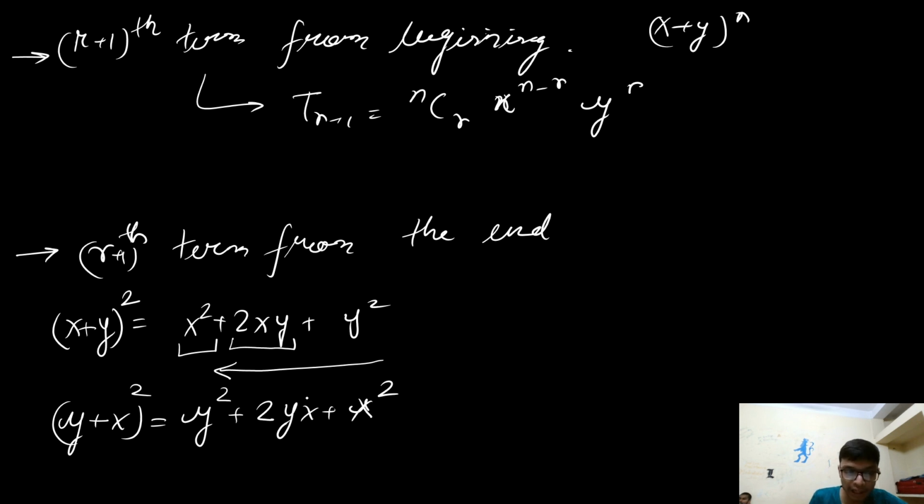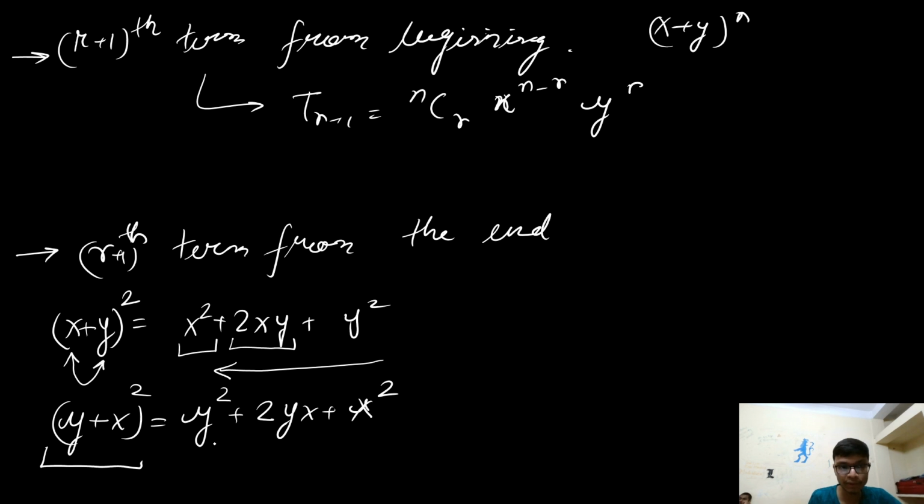Now if you have to calculate the third term from the end, it is similar to calculating the third term from the beginning of the binomial expression, where you just replace, that is, interchange x and y, and then calculate the third term from the beginning.